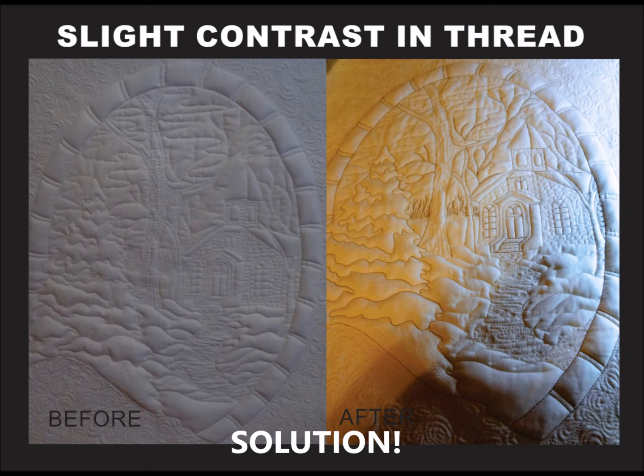So I put a slightly contrasting thread in my machine, and I went around the pine tree, the large tree, the brush in the back, the little tree, the outline of the church, and the frame, and it actually made the design pop. Now I'm happy.